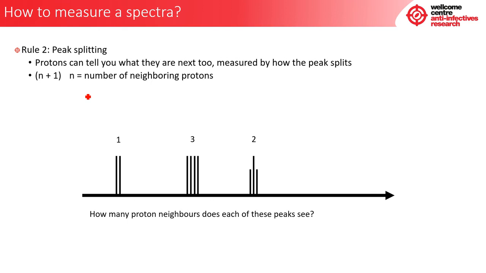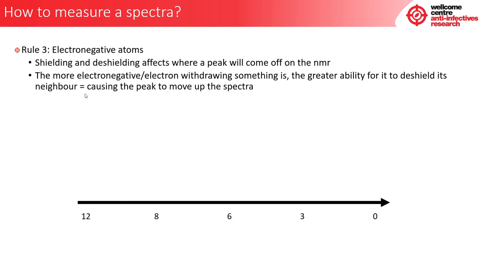So let's now start to delve into, well, where do they fall in the spectra? We've looked at regions, and we've also now looked at how they split. So we start to talk about the electronegative atoms. Depending on the shielding and deshielding effects, this determines where they fall within the spectra.